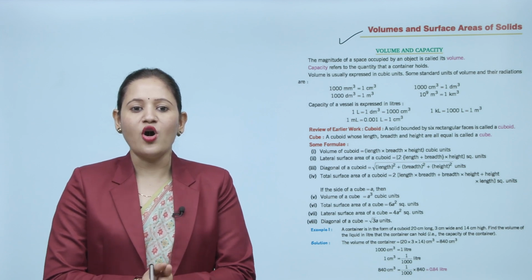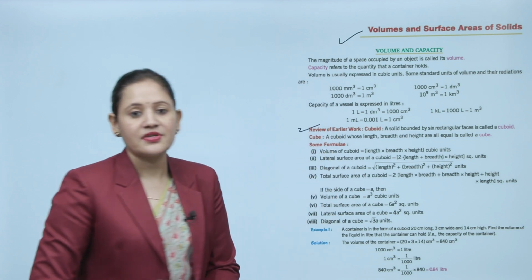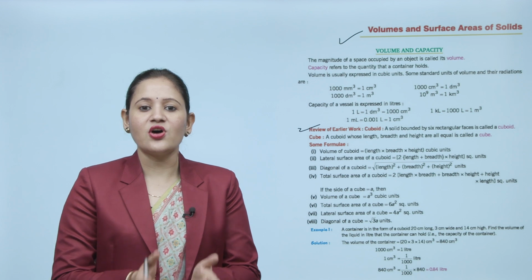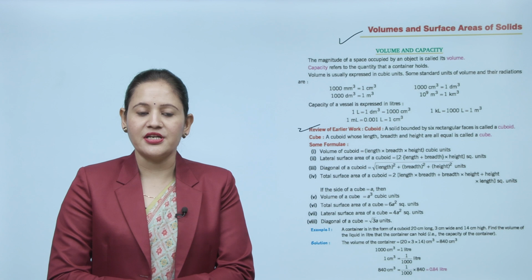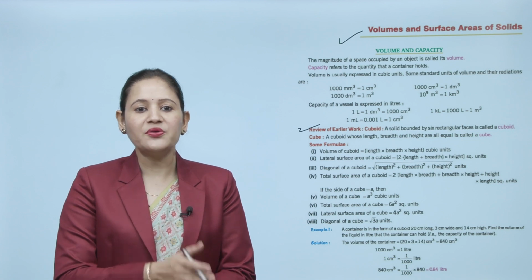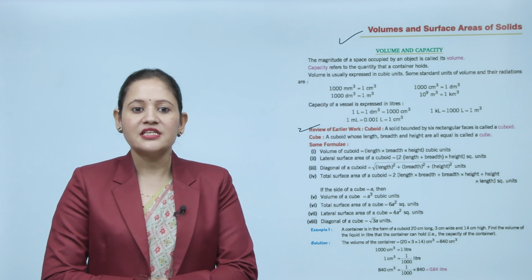Next, review of earlier work. First is the cuboid. A solid bounded by 6 rectangular faces is called a cuboid. Cube. The cuboid whose length, breadth and height are equal is called a cube. Some formulas.